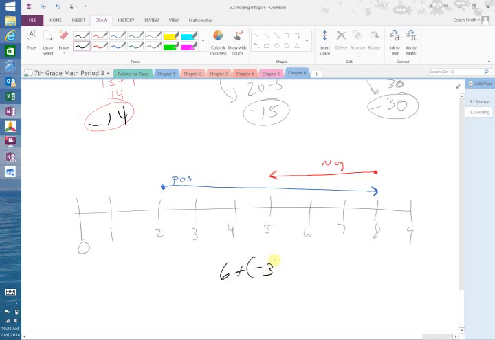6 plus negative 3. So did we move back 3 units? Did we move 6 units? Let's see. We moved 1, 2, 3, 4, 5, 6. So that is correct. 6. Okay. Plus, we moved 1, 2, 3. Okay. But is that going to yield the same answer? No. Because why? Because we started at 2. Okay? So, I think in the book, let me look. I think in the book, they start at 0.